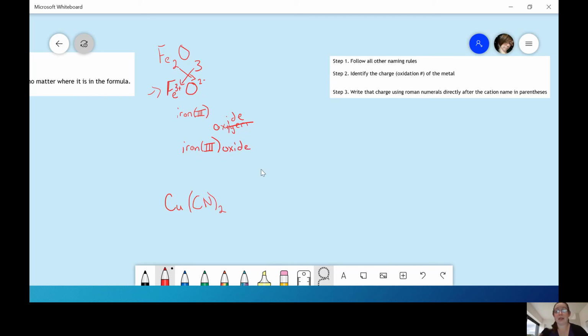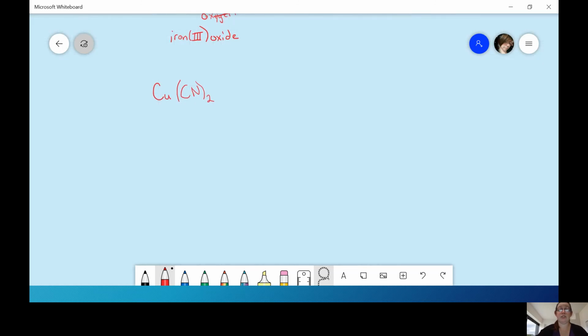Okay. Now, the second example I have is Cu(CN)2. CN is a polyatomic ion, right? That's cyanide. And I don't know what Cu is yet. We're still going to follow those same steps. So we're going to do our reverse crisscross with Cu and CN. Okay. If there's nothing here, that's a 1. So this is a -1.